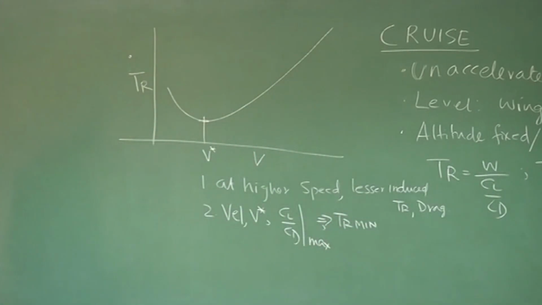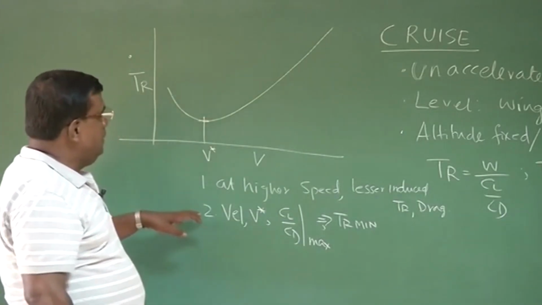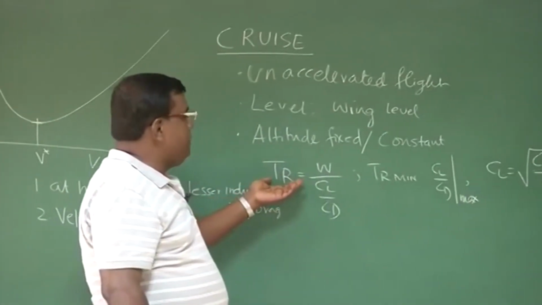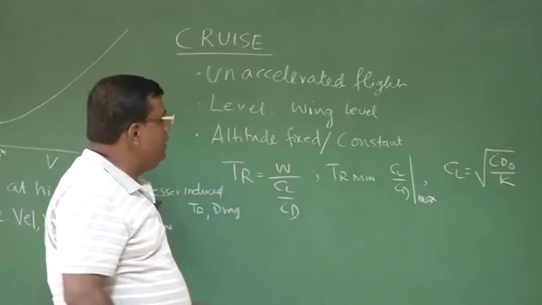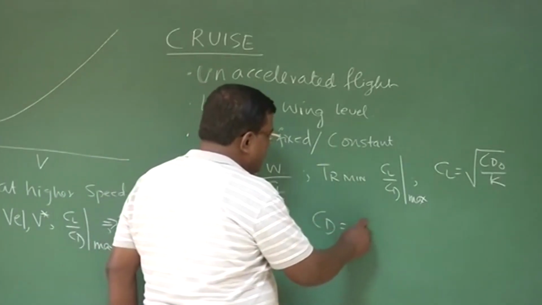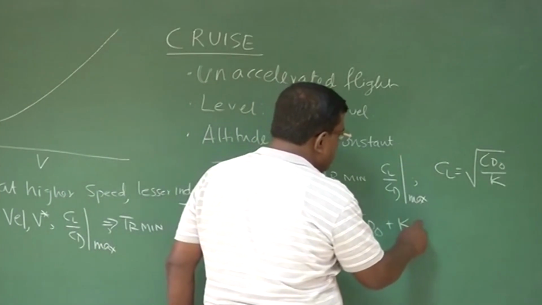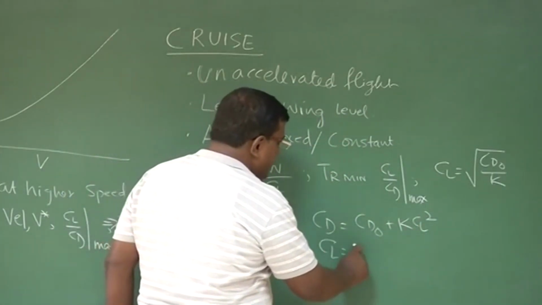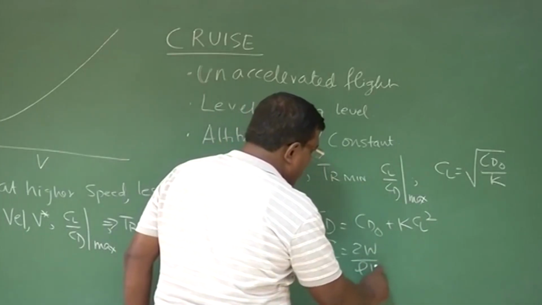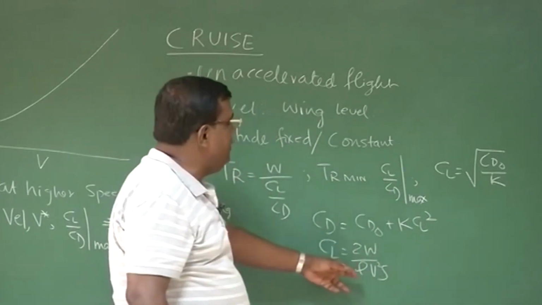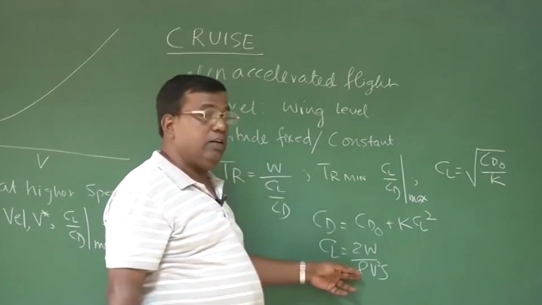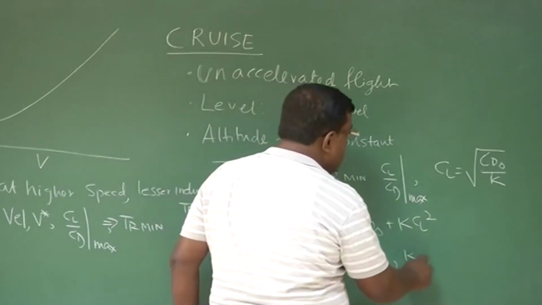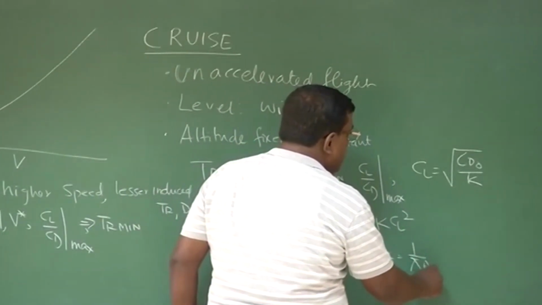Right? I also understood how to calculate thrust, because we know thrust is W by CL by CD, and from the drag polar I know CD equals CD naught plus K CL square, and for level flight CL is nothing but 2W by rho V square S. So given weight, given speed, given density, that is at what altitude I am flying, given the wing area, I know CL. K I know because K is 1 by pi aspect ratio E.